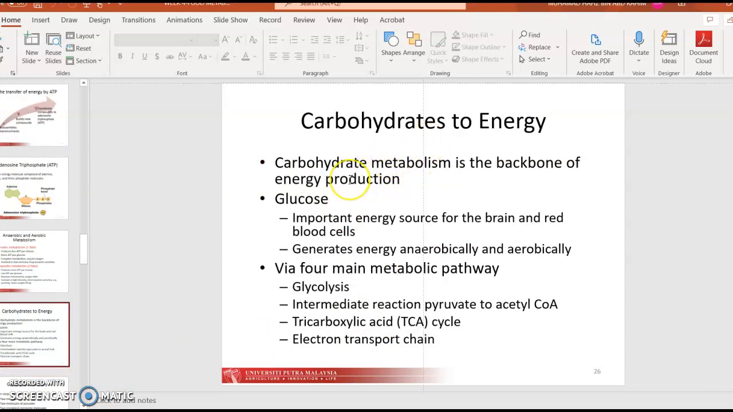Okay, carbohydrates to energy. Carbohydrate metabolism is the backbone of energy production. Glucose is an important energy source for the brain and red blood cells, because red blood cells don't have any organelles. It can also generate energy without oxygen and with oxygen. There are four main metabolic pathways: glycolysis, the breakdown of glucose into pyruvate; the intermediate reaction, pyruvate to acetyl-CoA, which happens in the mitochondria via the pyruvate dehydrogenase complex; next, the TCA cycle, and finally the electron transport chain.